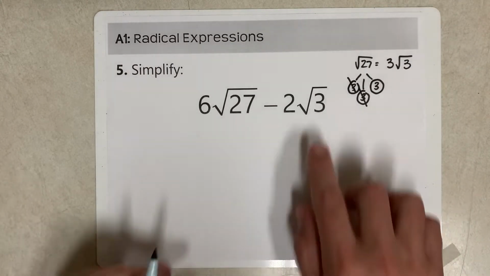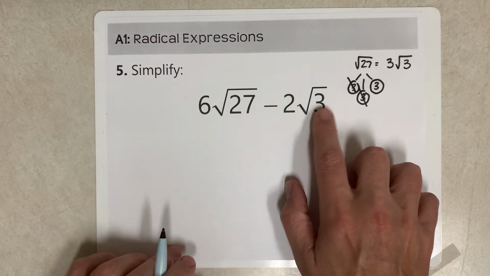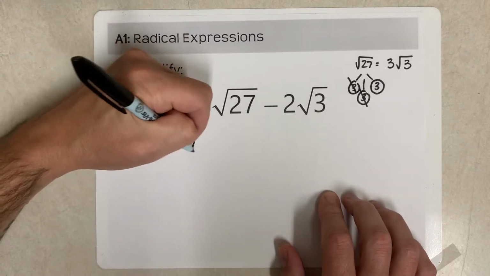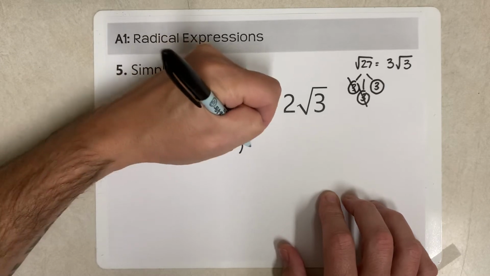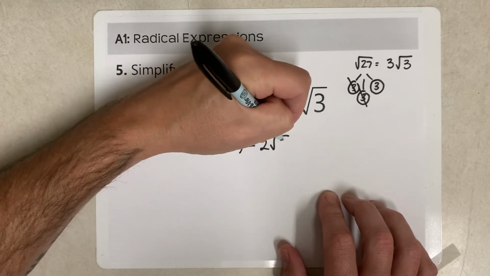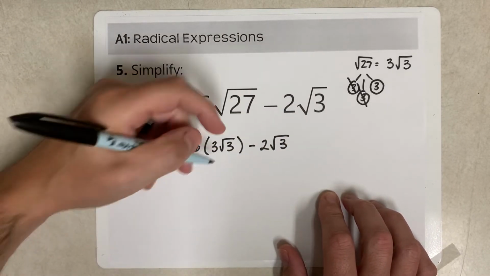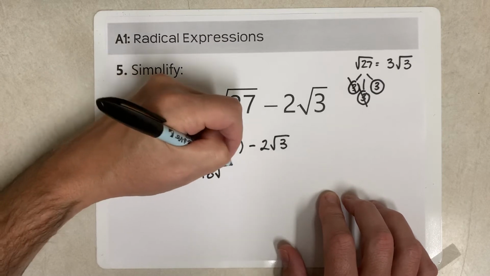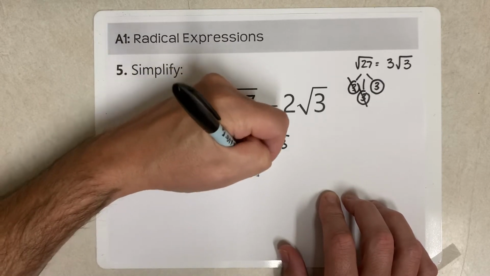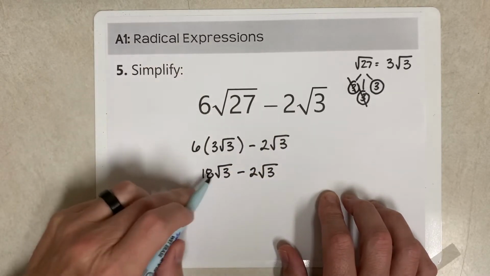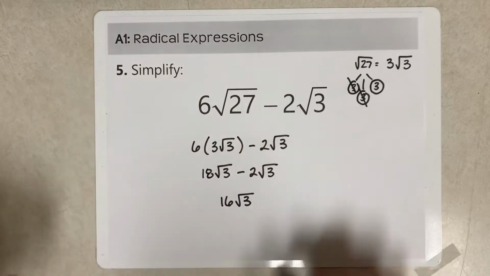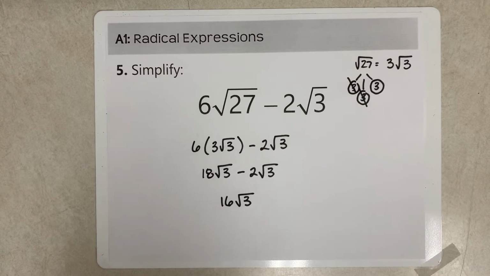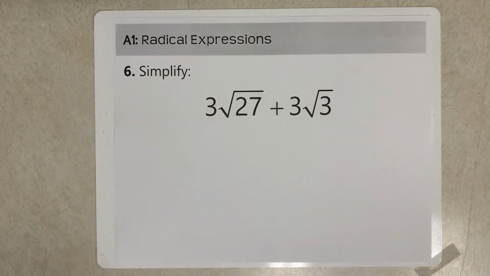So now anytime we see a root 27, we can replace it with 3 root 3. And that's going to be very handy because that's exactly the same radical we have here. So we have 6 times 3 root 3 minus 2 root 3. 6 times 3 is 18, minus 2 root 3. 18 take away 2 is 16. So 16 root 3 should be our final answer for that one.